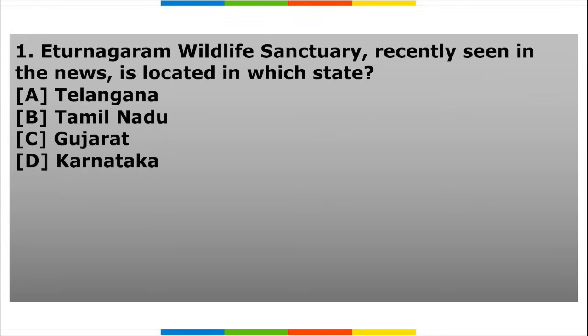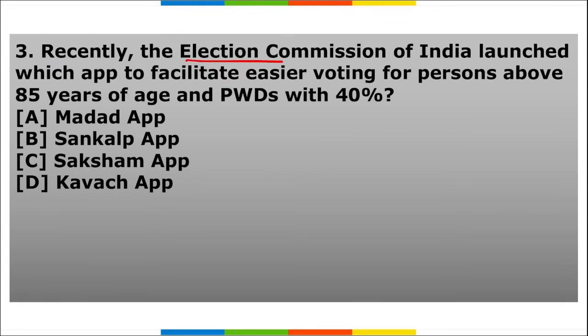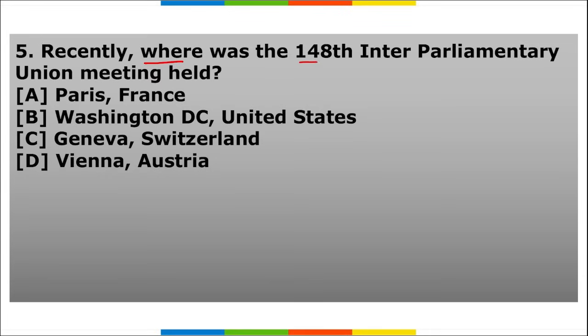Next is our homework section. First, Uturangram Wildlife Sanctuary is located in which state? Second, Quattro Sianges region, which was seen in news due to water crisis, is located in which country? In India also, tell me where we are seeing water crisis as of now. Very famous location. Third, the Election Commission of India launched which application to facilitate easier voting for persons above 85 years of age and persons with disability with 40%. Fourth, what is the primary objective of Smart Meter National Program recently seen in news? And fifth, recently where was the 148th Inter-Parliamentary Union meeting held?